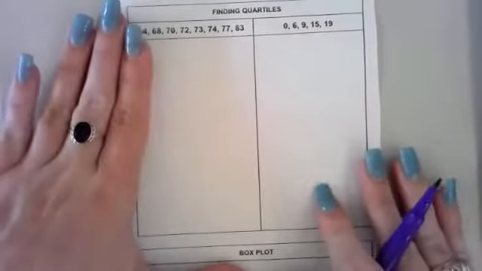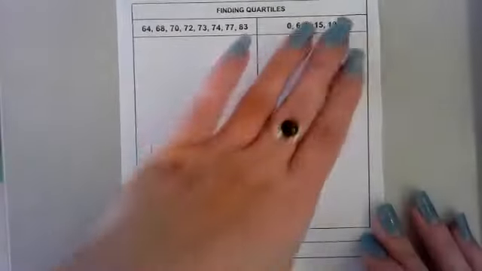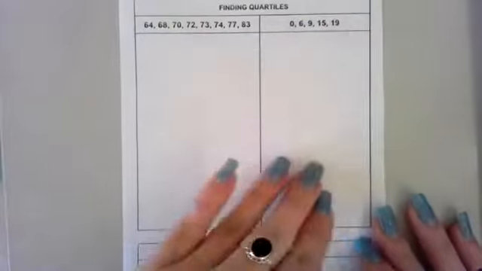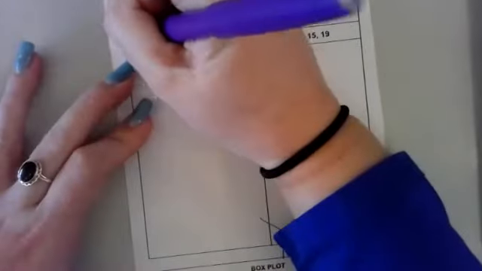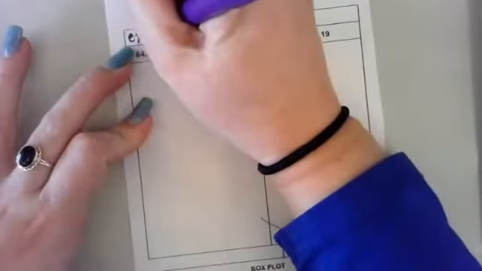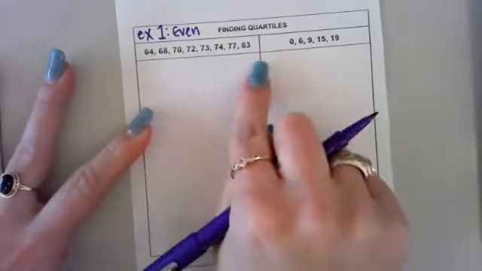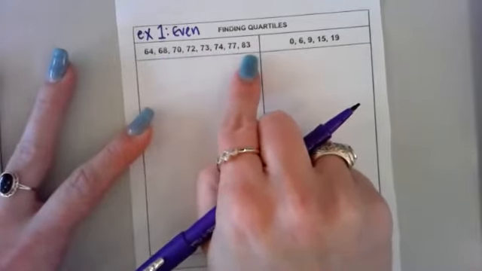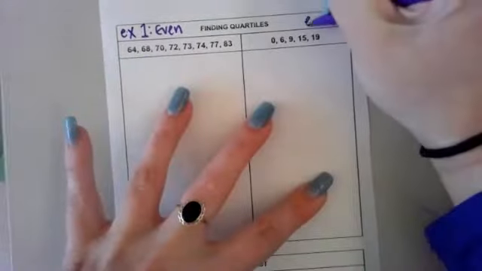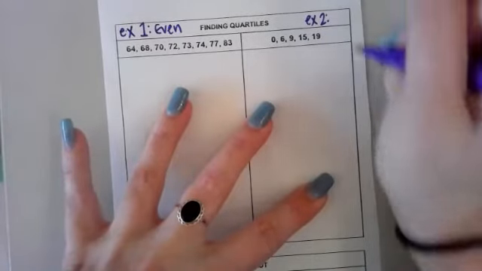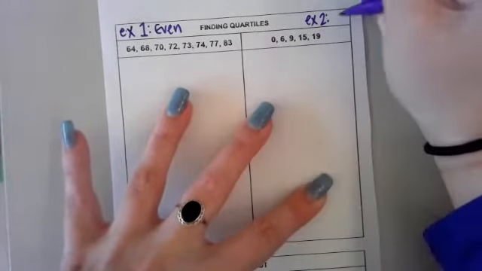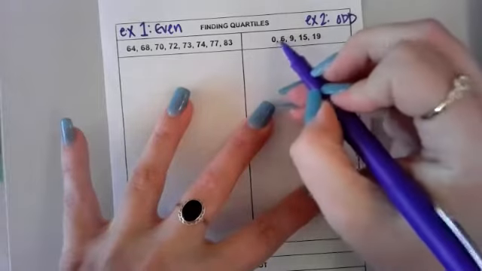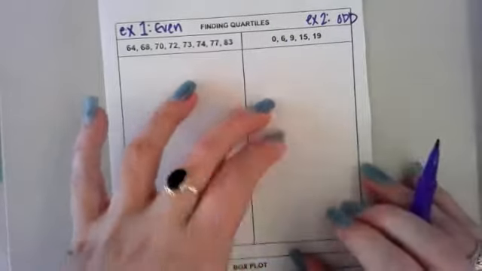So we're going to do two examples. We're going to do a data set that has an even amount of numbers and a data set that has an odd amount of numbers. If you want, up at the top, you can put example 1 and you can put even, because there's an even amount of numbers in the data set. There's 1, 2, 3, 4, 5, 6, 7, 8 numbers in this data set. And then example 2, there's an odd number. There's 1, 2, 3, 4, 5 numbers in the data set.